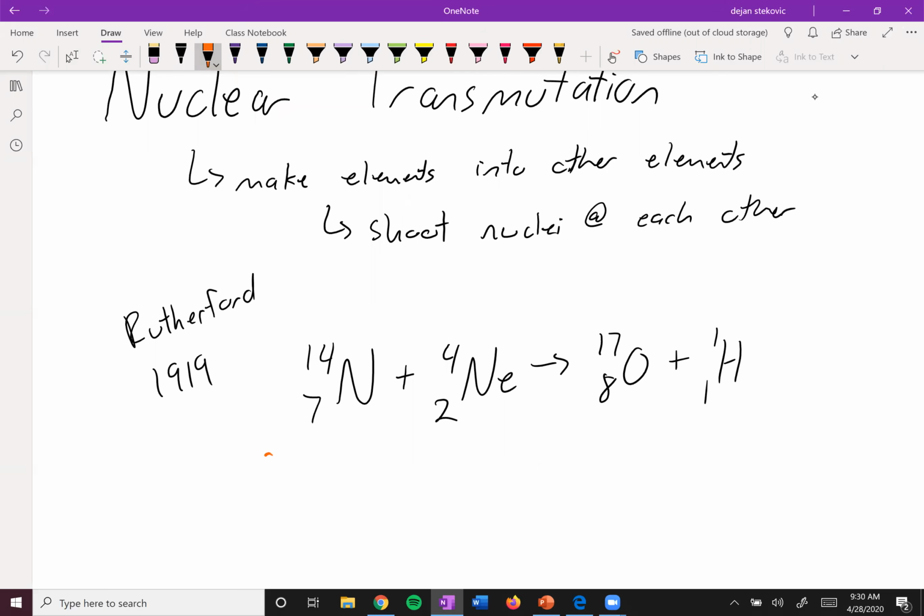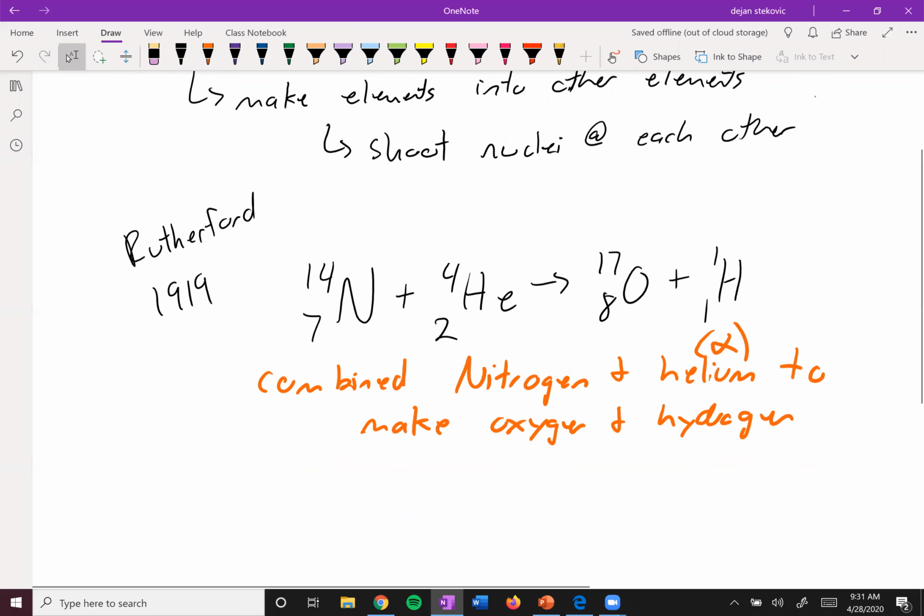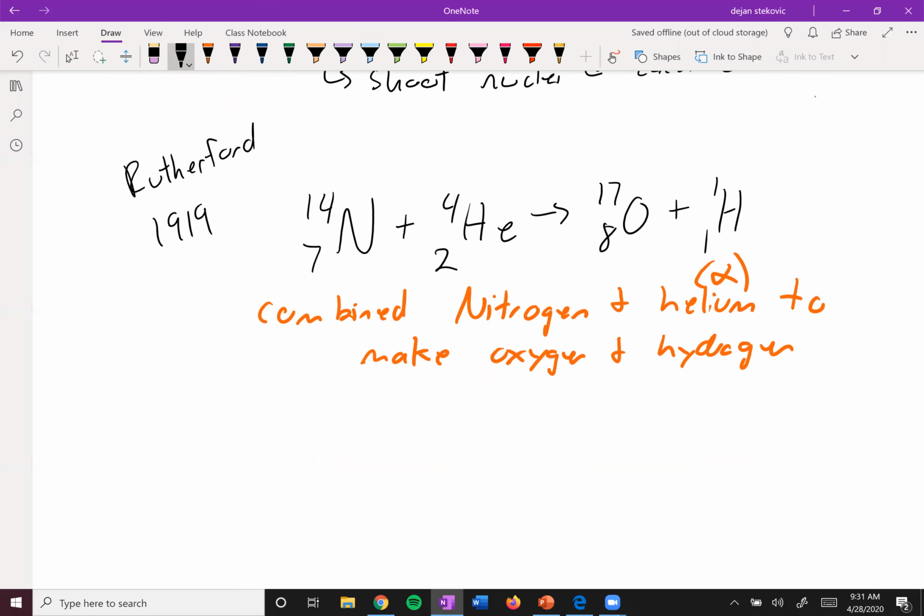What he did was combine nitrogen and helium. Whoops, nitrogen and helium. I don't know what I'm thinking. Helium to make oxygen and hydrogen. And this helium is the alpha particle. So that's kind of a simple example.